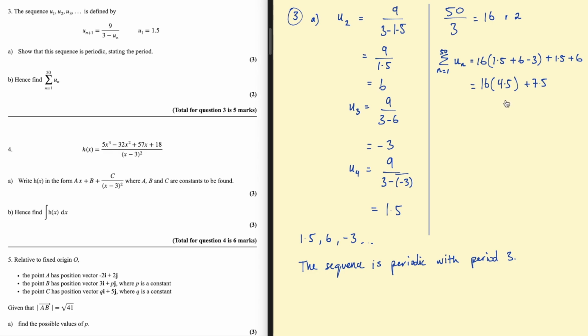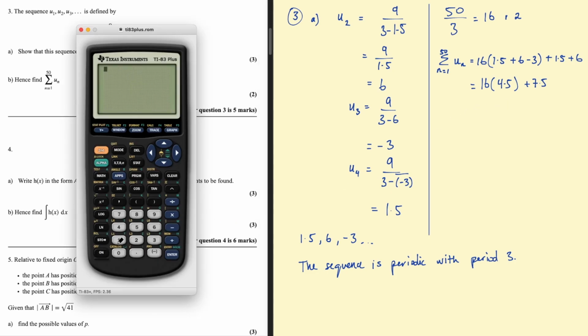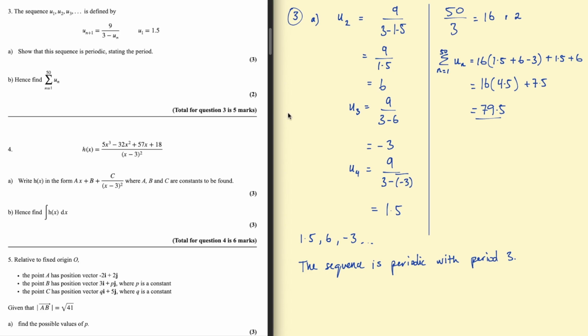And why not use a calculator? Because we can. So this is 16 times 4.5 plus 7.5. And you should get 79.5 for that sum. And that was question 3 for 5 marks.